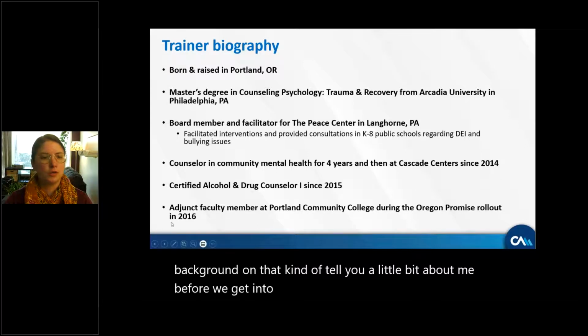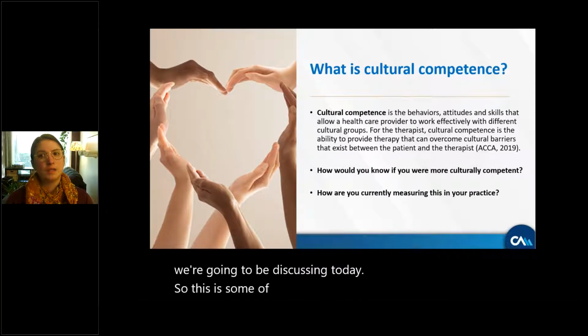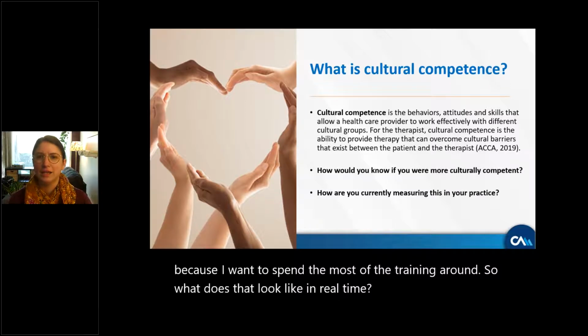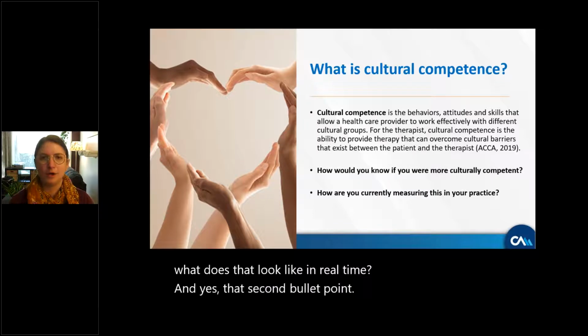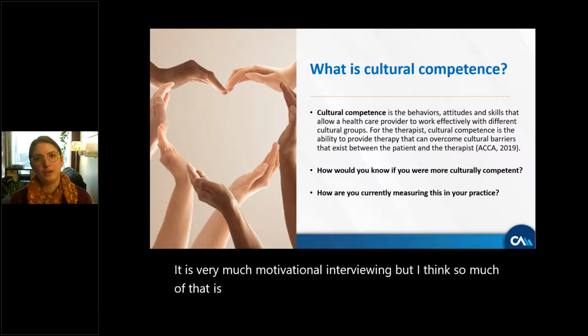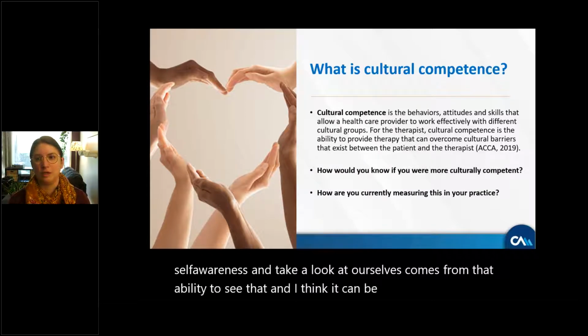Okay, so I do want to get into what we are going to be discussing today. Some of the first few slides are definition heavy because I want to spend most of the training around what that looks like in real time. And yes, that second bullet point is very much motivational interviewing, but I think so much of self-awareness, that ability to take a look at ourselves, comes from that, and it can be very helpful through that motivational interviewing lens.